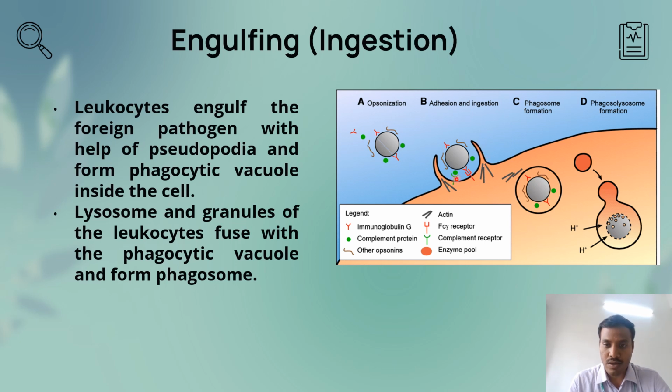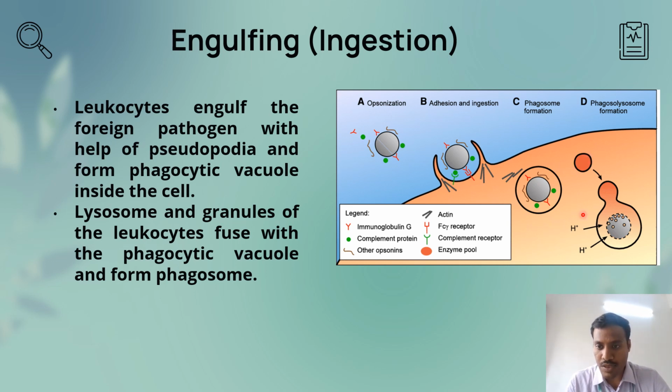So they surround the foreign bacteria or pathogen, and then there will be internalization of the foreign pathogen. The pathogen enters into the cell inside the cell of the phagocyte, and they form a phagocytic vacuole. It is the phagocytic vacuole. And after that, what happens?